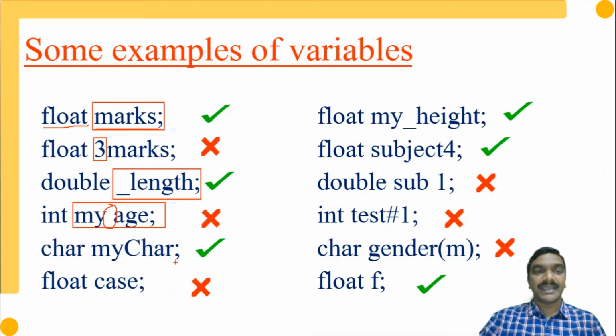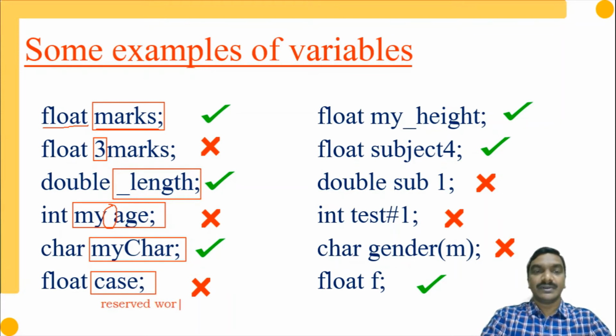Next, char myChar, is it a valid variable name? Yes, it is a valid one because there are no spaces, correct? And at the same time you can use capital letters also in the middle, or if it contains two words, then without giving a space you can give a capital letter also. It's also a valid one. Then float case, is it a valid one? No. Why? Because this is a reserved word. Case is a reserved word, so we should not give like this.